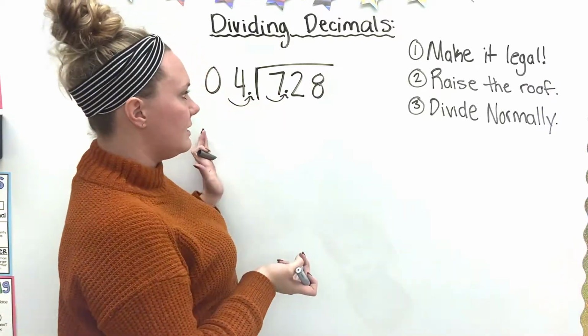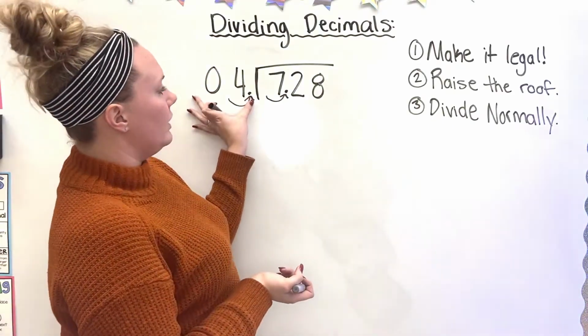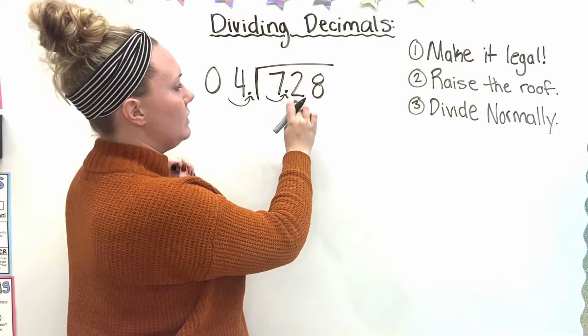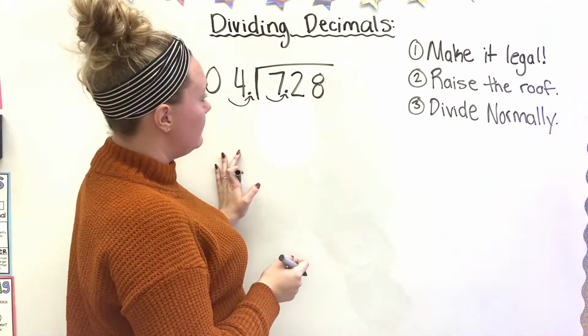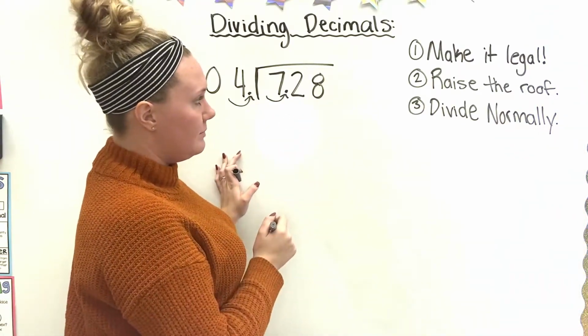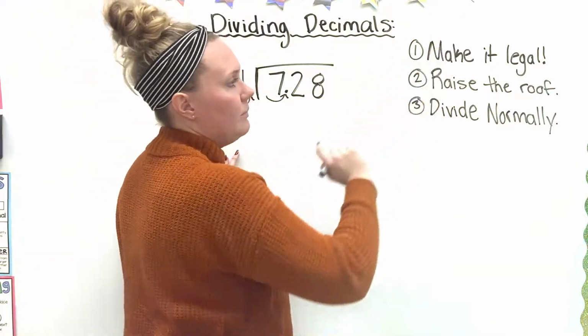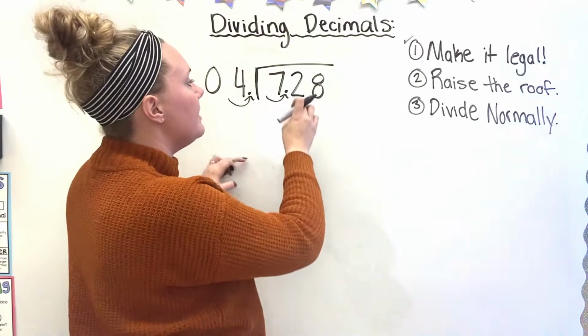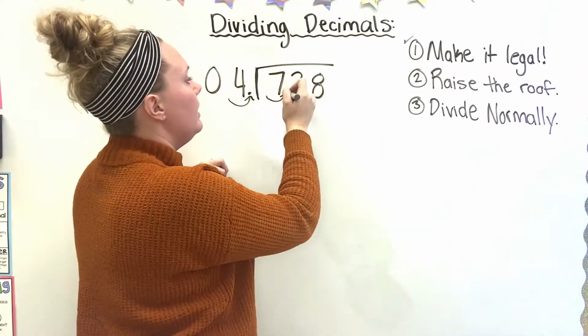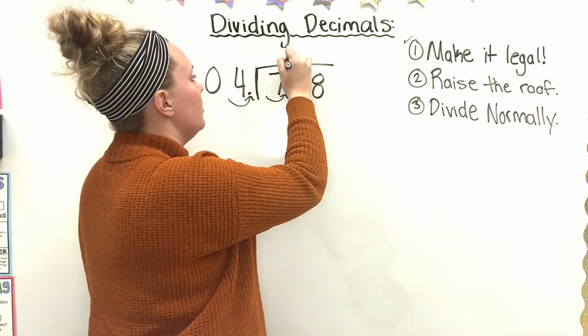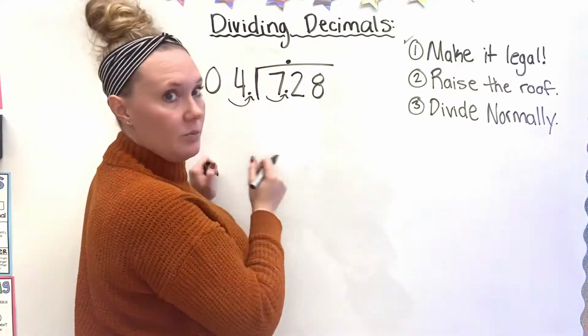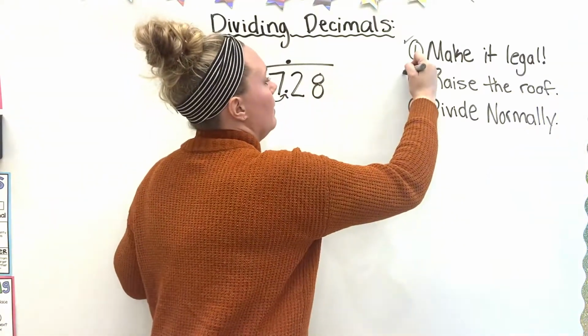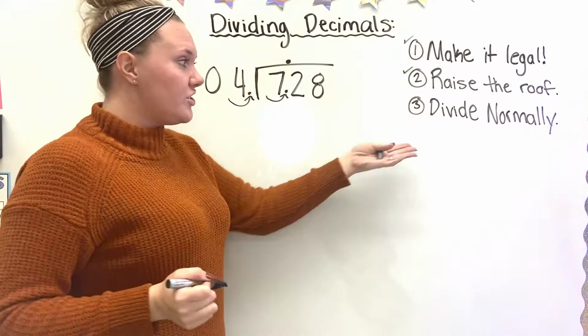All right, now it is completely legal. I've got 4 out here, and I have 7 and 28 hundredths in my dividend. So I've made it legal. Now I'm going to raise the roof. And remember, that means taking our decimal and putting it up on the roof of our little division house and letting it sit there and wait until the end. Raise the roof. Now let's just divide normally.